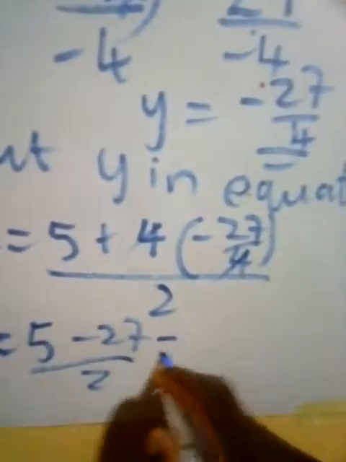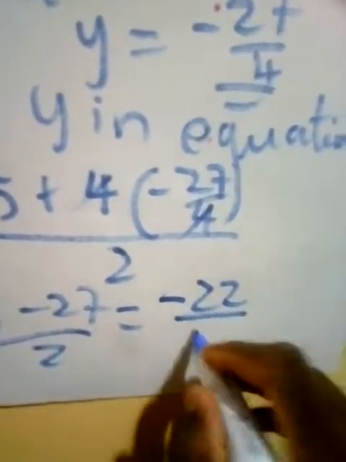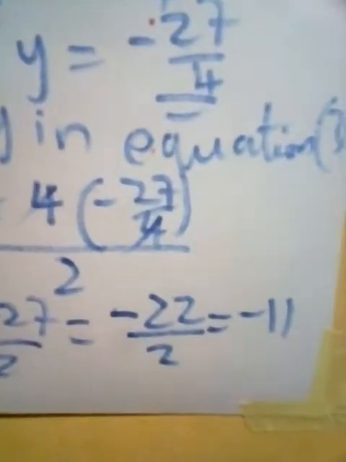This gives me my x to be equal to, so now obviously 4 will cancel 4, so I'm left with (5 minus 27) all over 2. Now 5 minus 27 is going to be minus 22 divided by 2. And this is going to give me minus 11. So here I have finally gotten the value of my x and my y.